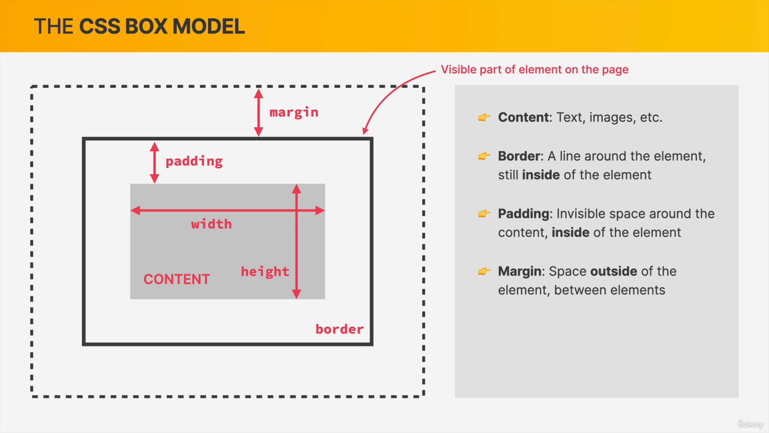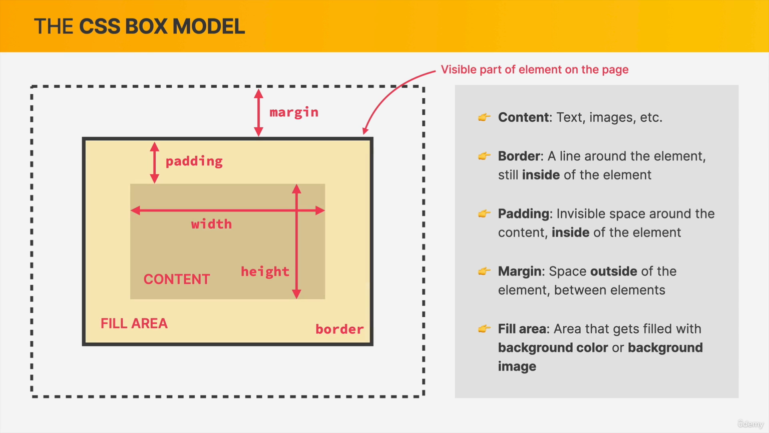Finally, there is also something called the fill area. And this one can be a bit confusing, but let's try to understand it. So remember that the text content and images are inside the content box, right? Now, the same does not apply for background images or the background color of an element. These properties will actually be applied not only to the content area, but to the entire fill area, which also includes the padding and the border. So basically, if we apply a background image or color, it will occupy the entire visible part of the element.